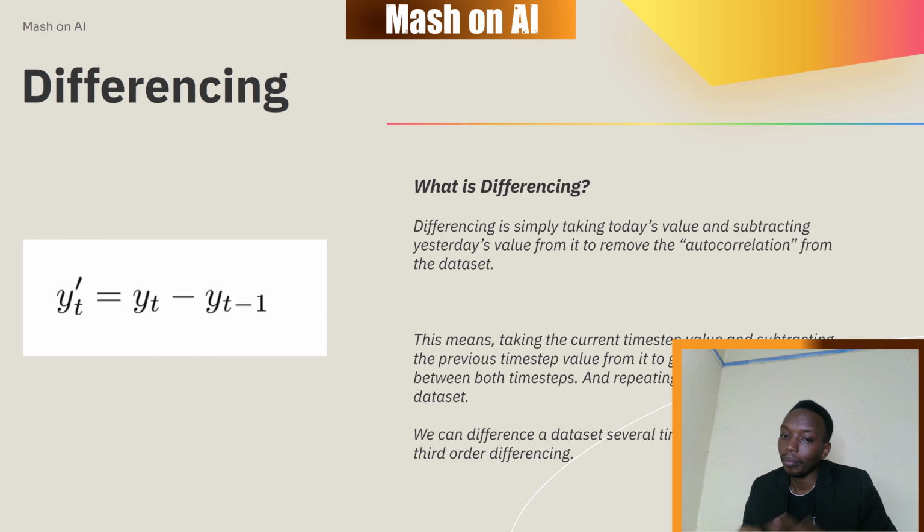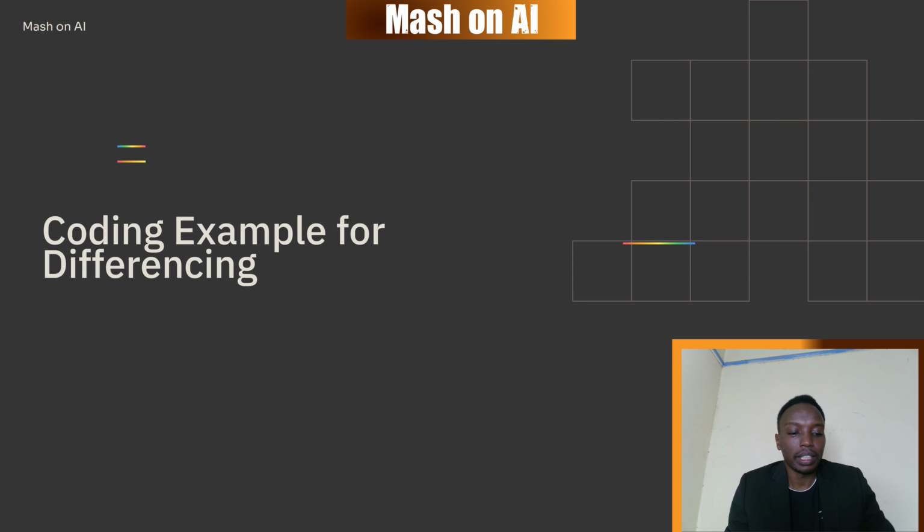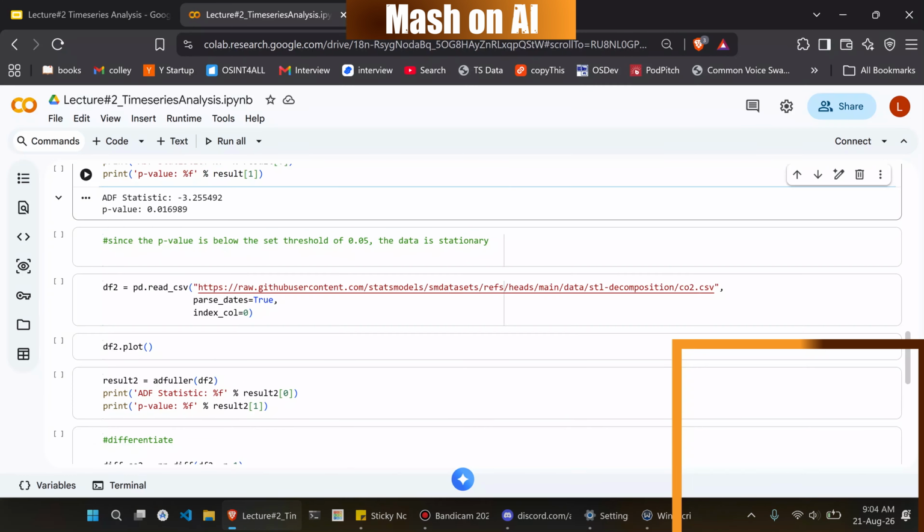And what this means is that taking the current time step value and subtracting the previous time step's value from it, and repeating this for all time steps in the data set. That is what differencing is. But the beauty of Python and NumPy is that we don't have to do this for every day, right? We don't have to write loops subtracting the previous day's value, because NumPy just helps us do that very easily. So let's get to the code example so that you can see how differencing works.